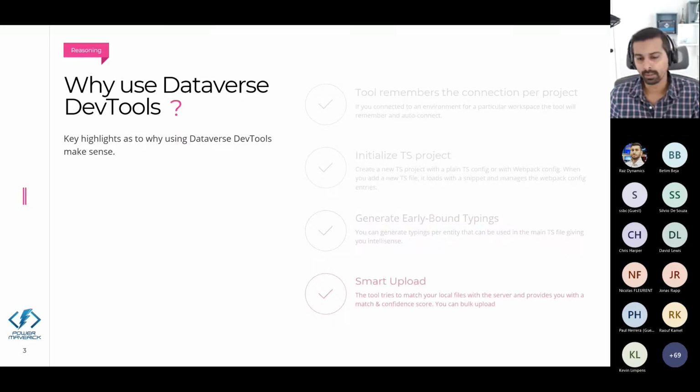The last thing is a feature that was recently implemented, called Smart Upload. What Smart Upload does is it identifies all the files in your local and all the files on the server, and then sees which files are matching. So it runs through some algorithms and then identifies which files might be a match. It also gives you a match confidence as well. So we'll look into that too in today's demo.